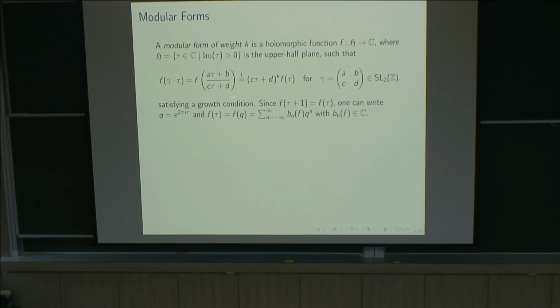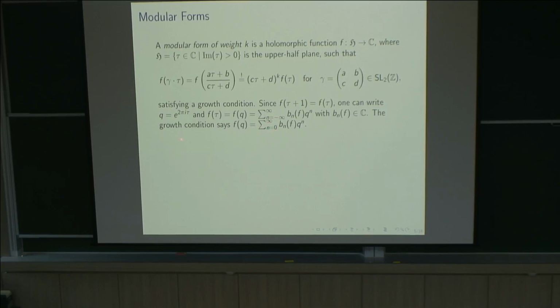One thing you notice is that in the case when a, b, c, d is like 1, 1, 0, 1, you get this periodicity condition, which is to say that you can have this kind of Fourier expansion. So you change the variable, setting q to be e to the 2 pi i tau, and then you write f of tau as f of q and find this expansion. The coefficients would be just complex numbers. The growth condition amounts to, in this presentation, just saying that n actually starts from 0.